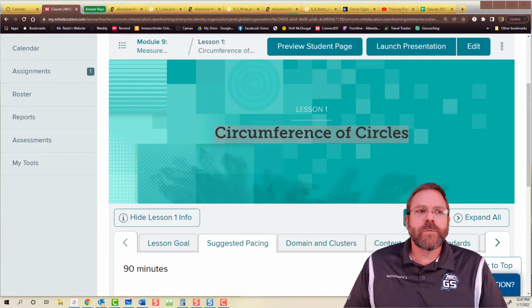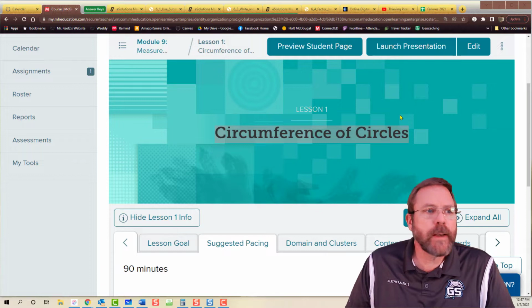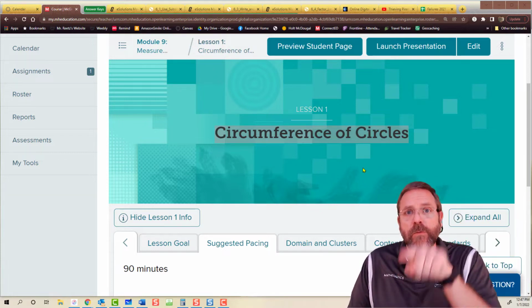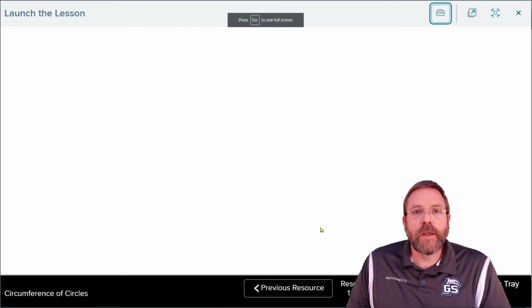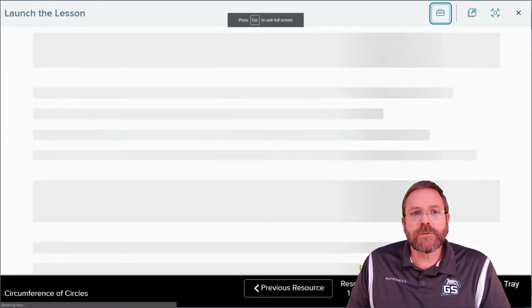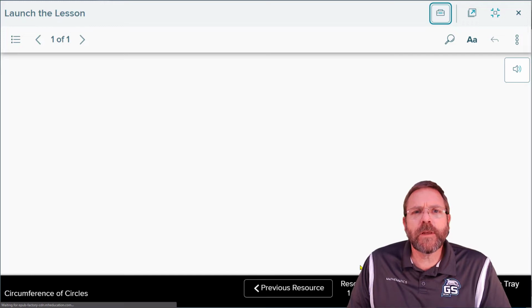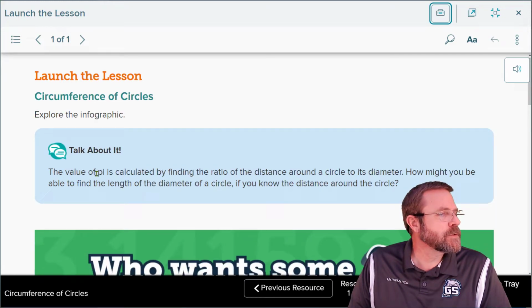Module 9, Lesson 1 covers the circumference of circles. Circumference, you should know by now, is going to be the distance around the circle. The pacing guide claims this is going to be a 2-day lesson. We have 16 resources to go through, so that's probably going to be fairly accurate. Let's see what they actually say here.